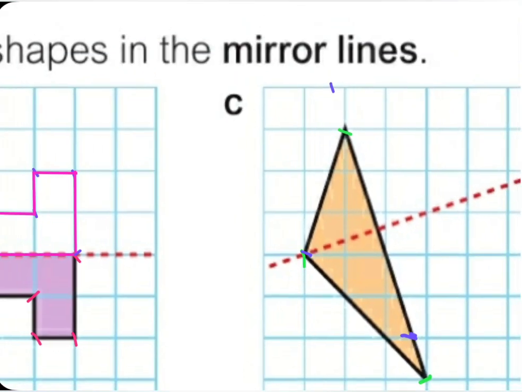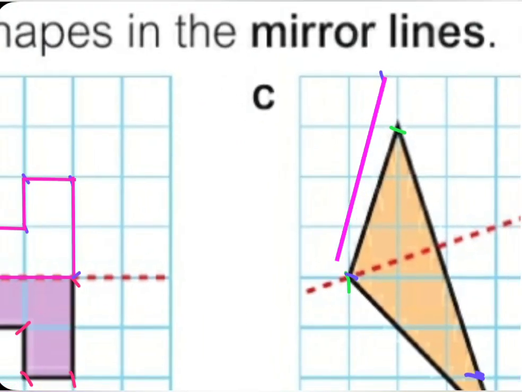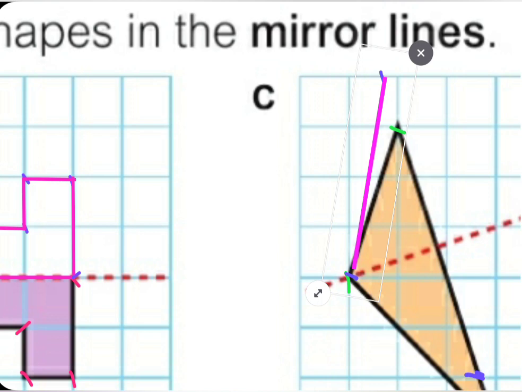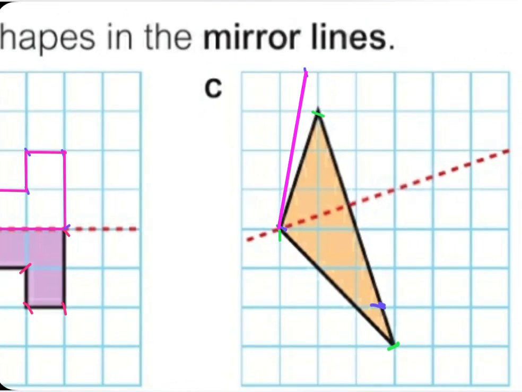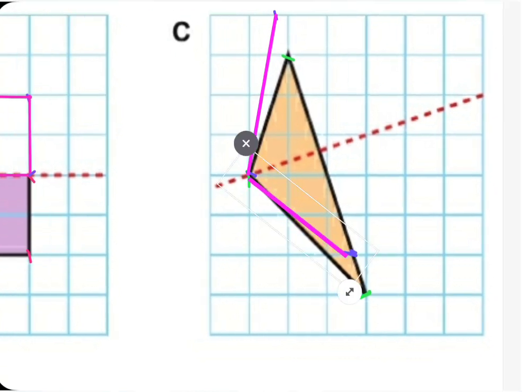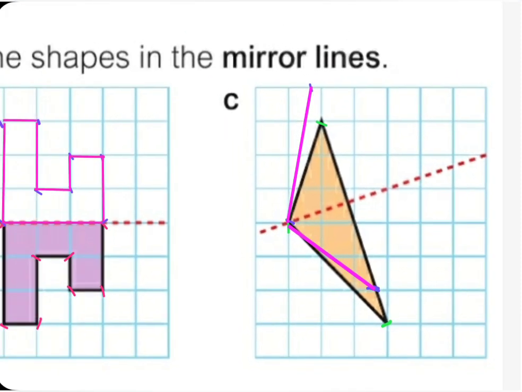Now what do we do? We just connect the shape. We use a different color here. Let's connect the shape. This point here to this point, and then this one to this one. Here. And the last one is going to be this to this. That's it. And this is the new reflection, or the new image, of shape C.